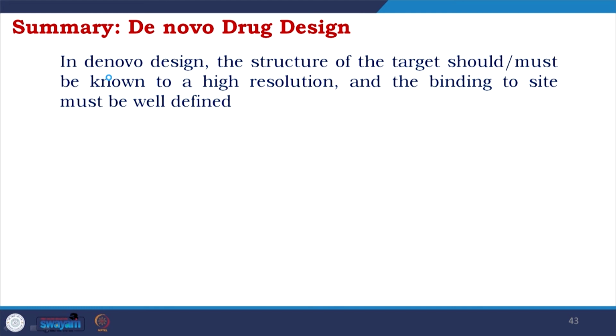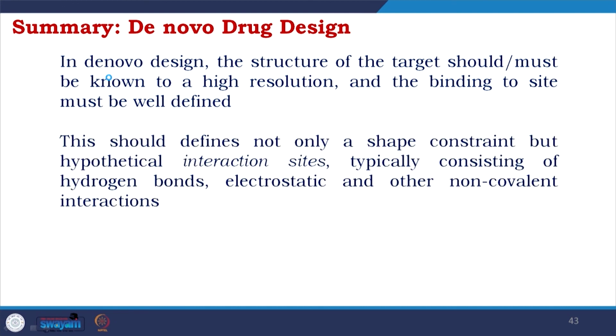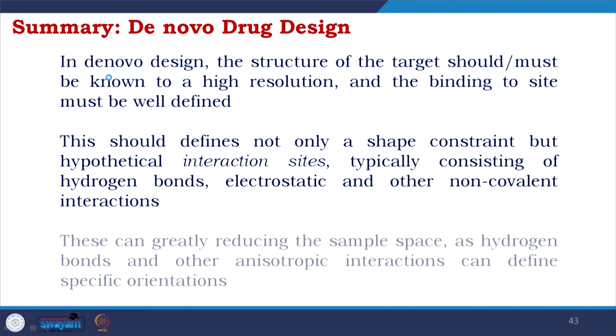Coming to the summary, in de novo design, the structure of the target must be known to high resolution and the binding site must be well defined. This should define not only a safe constraint, but hypothetical interaction sites typically consisting of hydrogen bond, electrostatic and other non-covalent interactions.